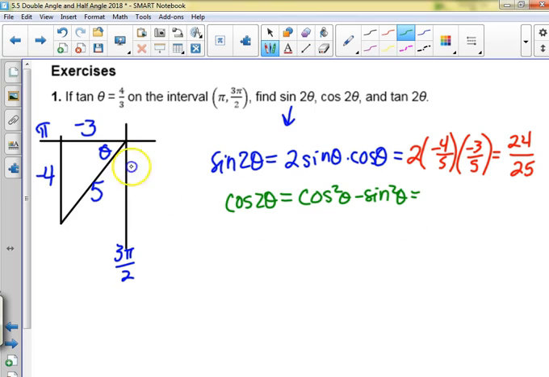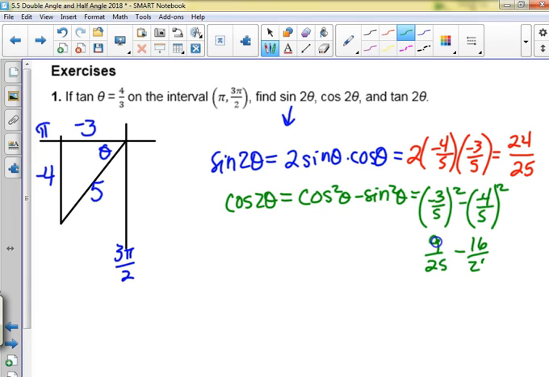What's the cosine from our triangle over here? Negative 3/5 squared minus the sine squared. Negative 4/5. Okay, we square them first, so we get 9/25 minus 16/25. Everybody good that that became positive when we squared it? So when we subtract, we get a negative. Are we good? I'm going to talk about why that is in a second. But let's not lose our momentum here.